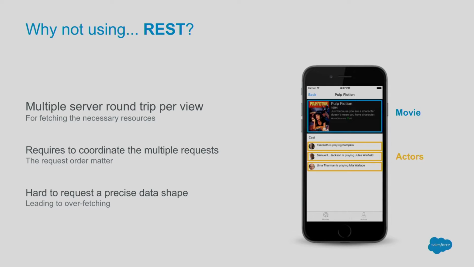First of all, you need several round trips to fetch your data. But you also need to coordinate all those round trips, because you can't send them before having the parent resource. And finally, something which is hard with REST is that you can't request a specific shape for your data. In the case of this page, the actor listing, we only need the name of the actor, his picture, and the character that he played in the movie. And if you are using REST, you're going to receive the entire blob of data. So this leads to overfetching, which is bad for a mobile application.